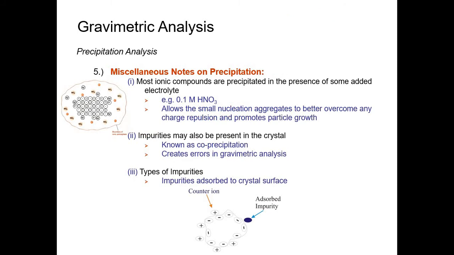Okay, so next, these are miscellaneous notes on precipitation. Most ionic compounds are precipitated in the presence of some added electrolyte, for example HNO3. This will allow the small nucleation aggregates to better overcome any charge repulsion, and so it will promote particle growth. Okay.